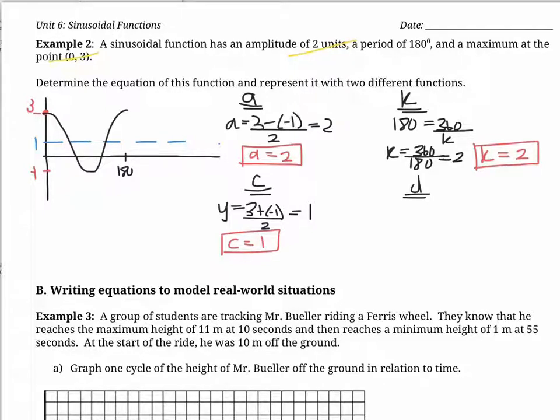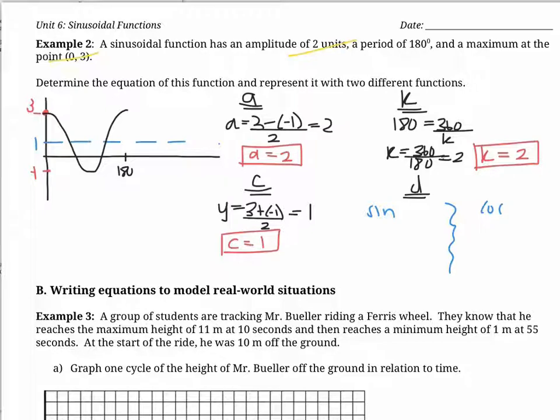Our d value, again, that's just slightly more tricky. We're just going to do a little, what would we do if it was sine? What would we do if it was cos? It asks us just for 2 different equations, which means we could do two sine functions or 2 cosine functions, but let's just make it easy and do a sine and a cos.